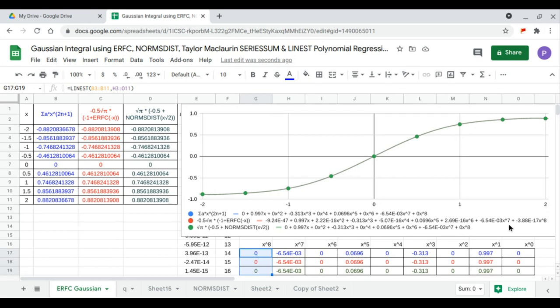This completes the use of the complementary error function, ERFC, and NORMSDIST, and the Taylor-Maclaurin SERIESSUM LINEST Polynomial Regression to generate the trend line and the trend line polynomial of the Gaussian integral.